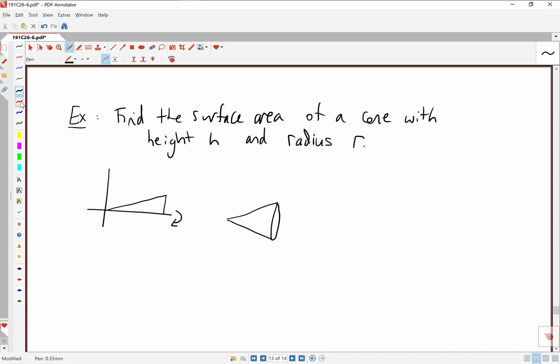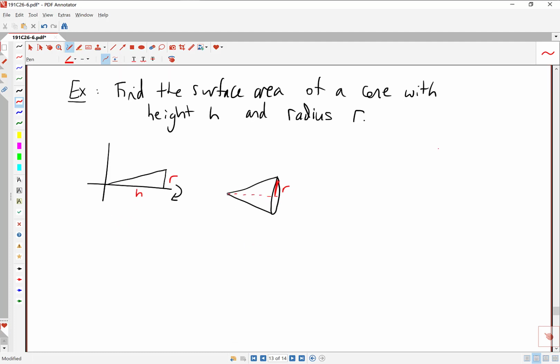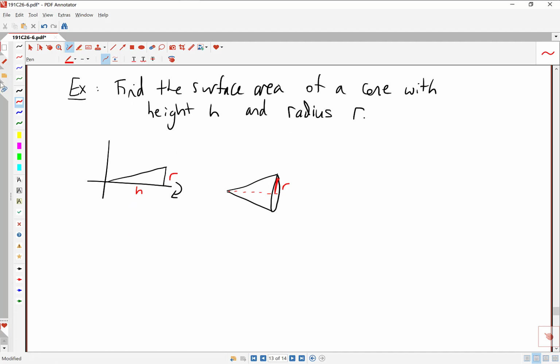And let's think about the dimensions. So we want the height to be h, meaning we want this to be h, because the height of the cone is usually measured in this direction. And the radius here would be r, because the radius is usually measured in that direction there. Okay, so that gives us a little insight into our cone. And let's write down the formula for surface area, just because that will guide us in terms of what calculations we have to do here.